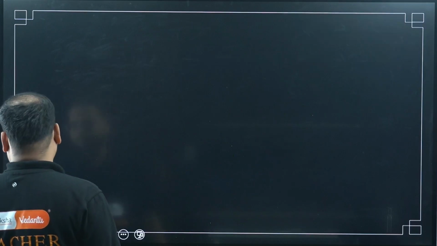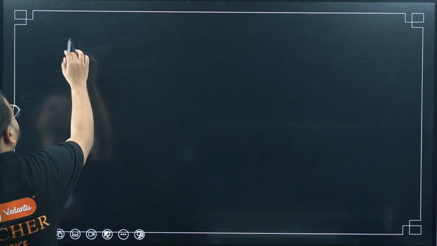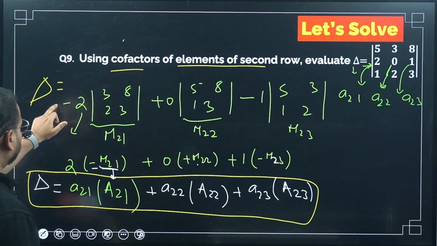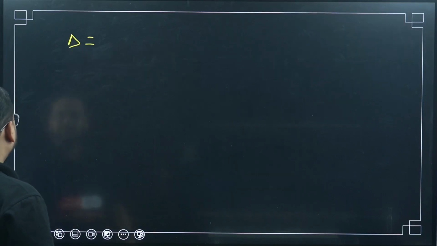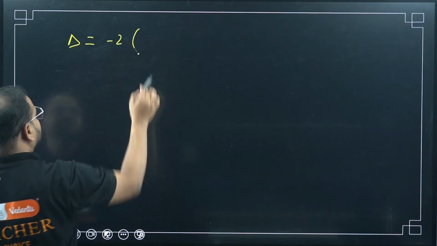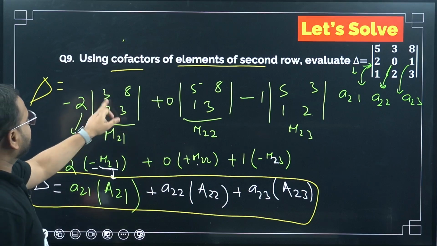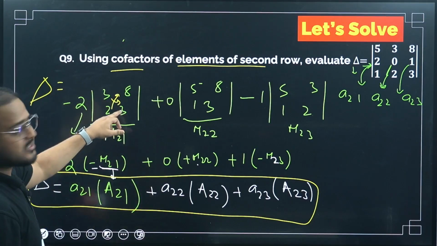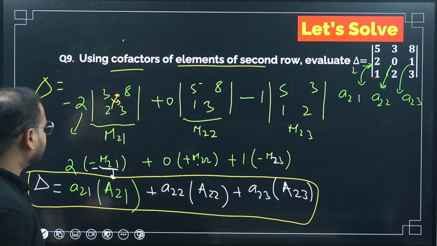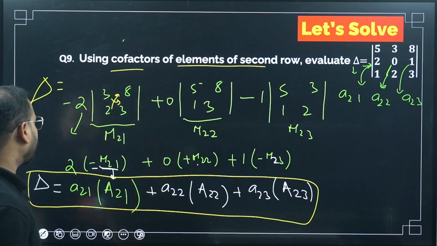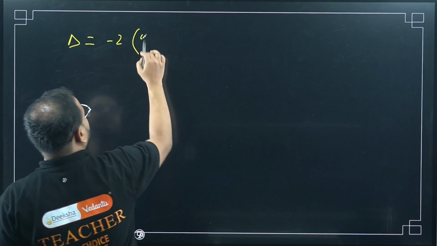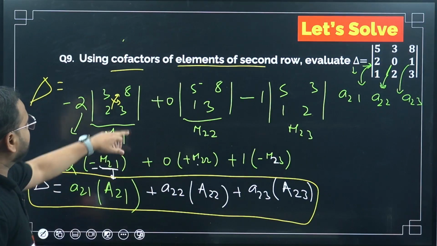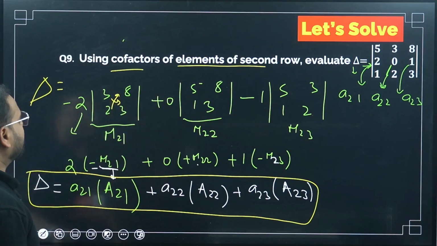No problem. So I'll write the determinant equals, step by step, minus 2 times, this is minus 2, no? Minus 2 times of, please check the bracket, 3 into 3 is 9, 9 minus 16, which is minus 7. I'll write it like this also, no problem. 3 into 3 is 9, 8 into 2 is 16, minus sign, plus 0.